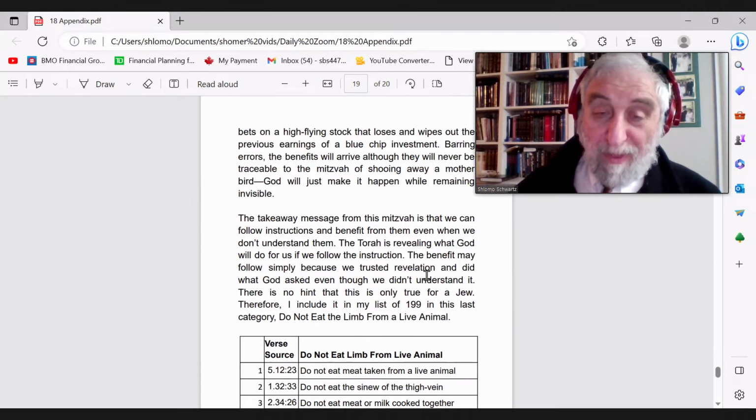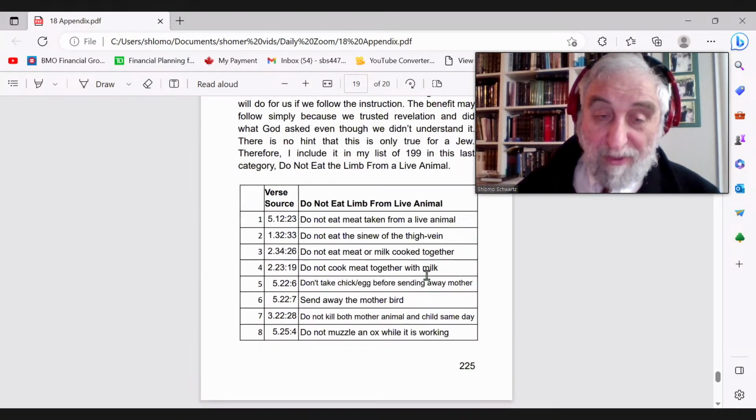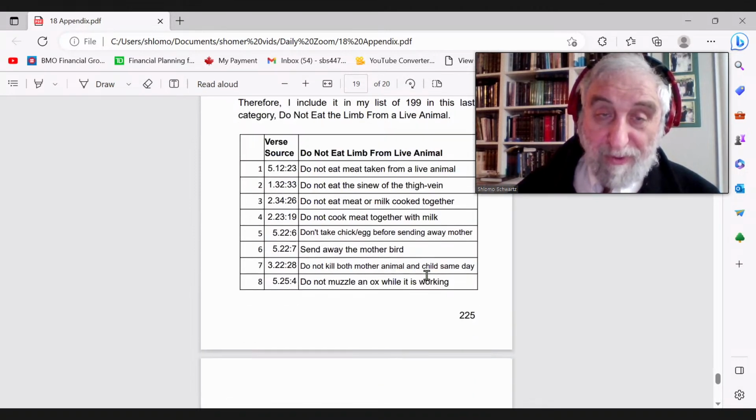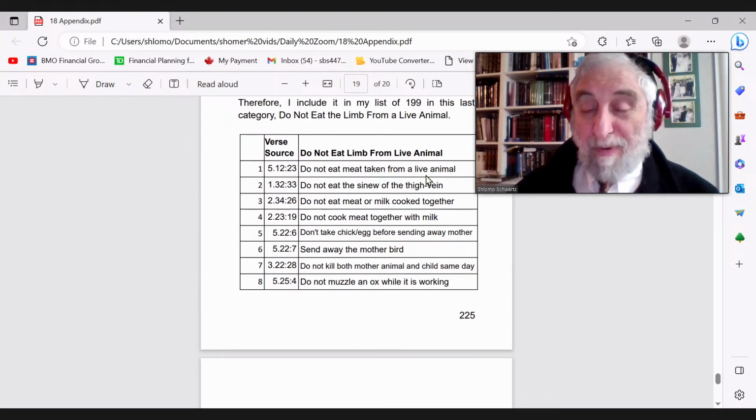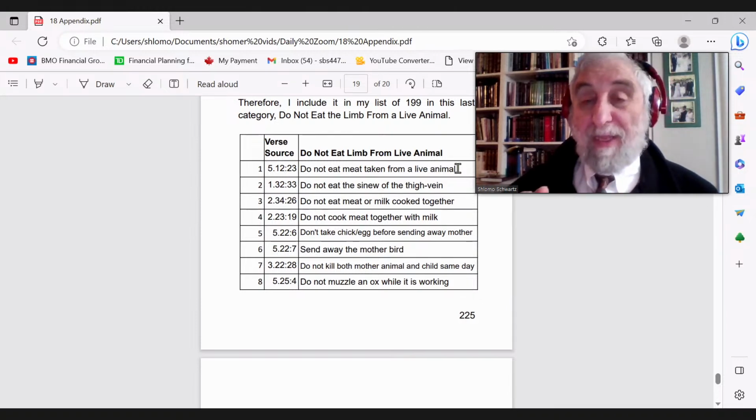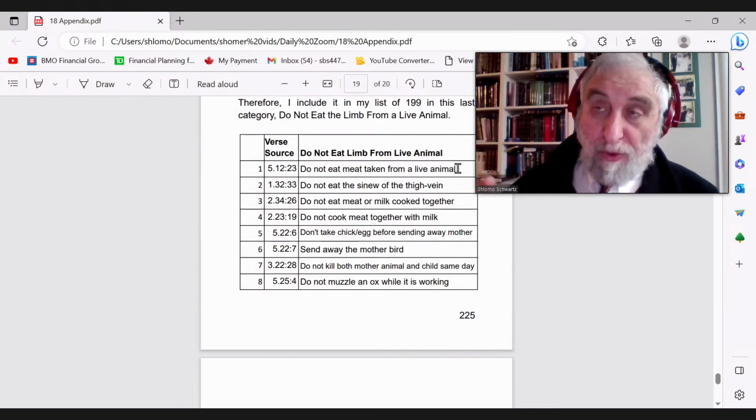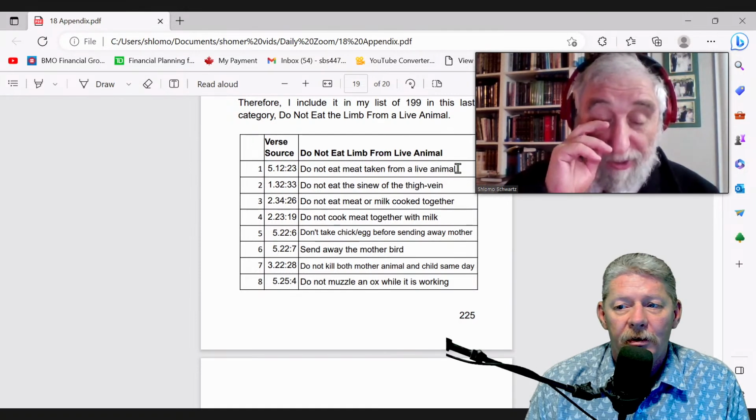Do not eat the limb from a live animal. And the others I conclude are as follows. Do not eat meat taken from a live animal. That's the first. So in other words, a non-Jew has a duty to make sure the animal is totally dead, stops moving. The Jews have an interesting wrinkle on this.